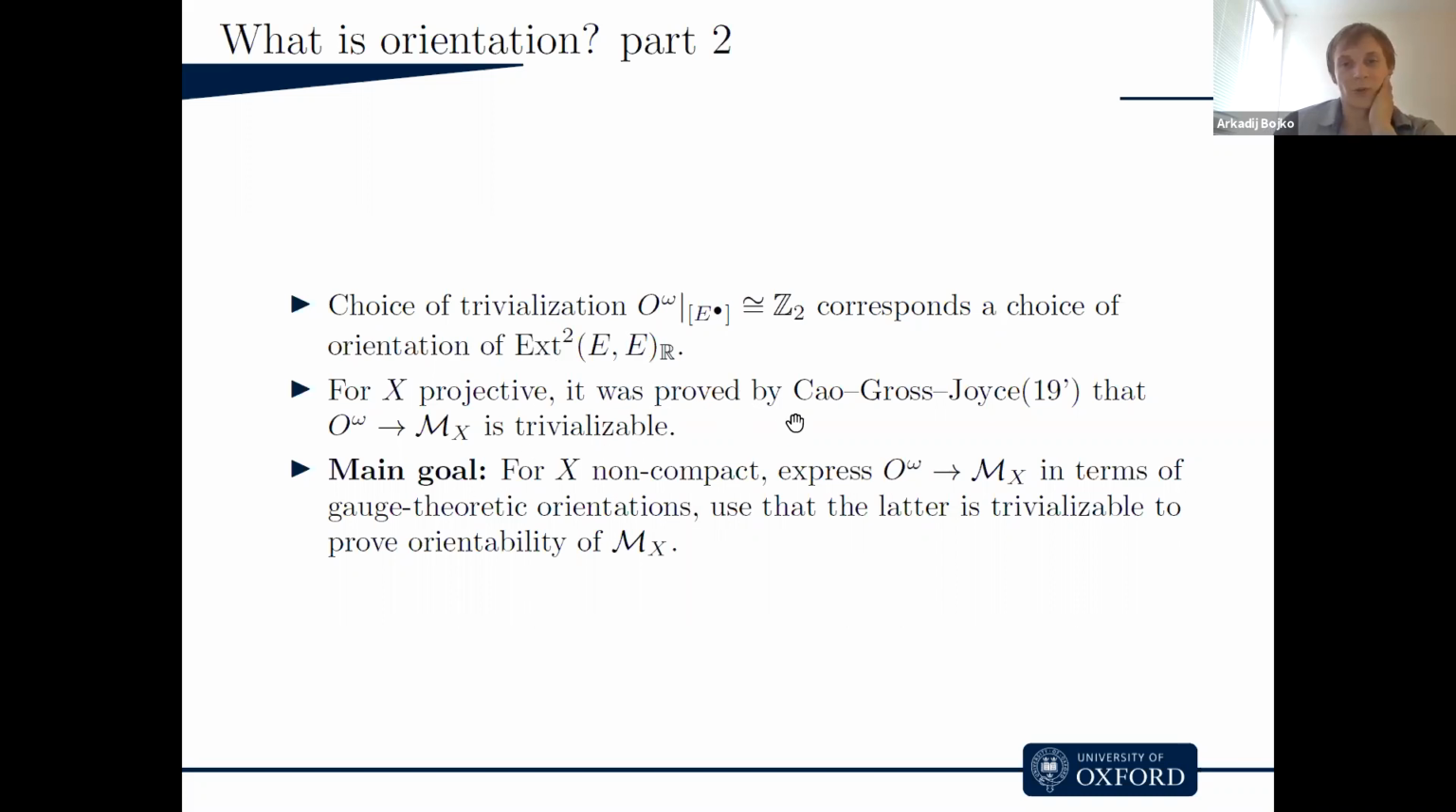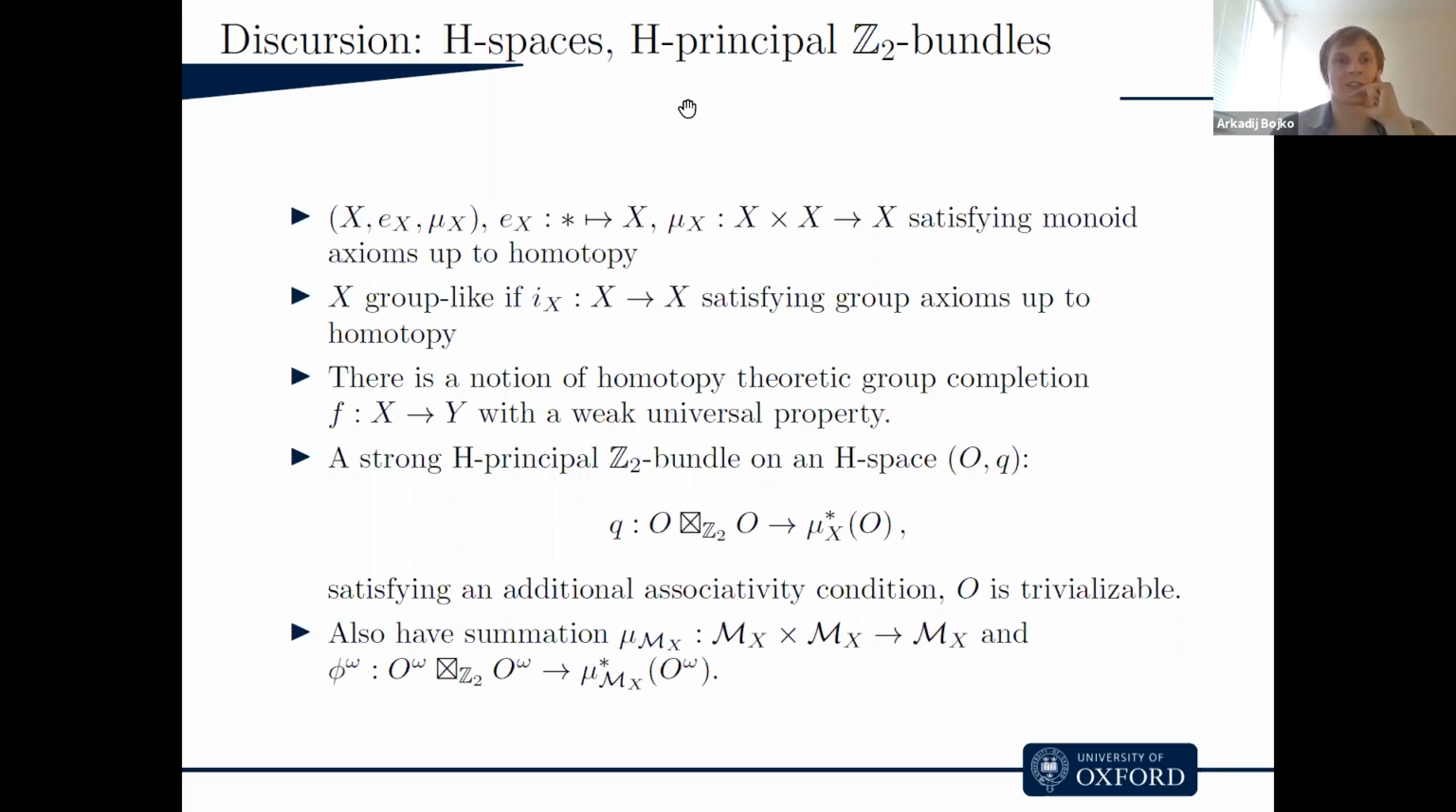So like I said, this was already proven for the projective case, but my main goal was to prove this for the non-compact case, and a more interesting goal was also to express this orientation in terms of some gauge theoretic orientation, which would allow us to have more control over it, as I will explain now. So this is just a slide discussion to talk about some topological tools which make it easier to talk about the problem that I was working on.